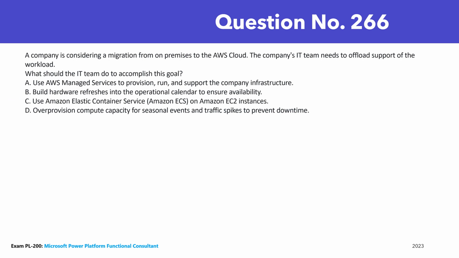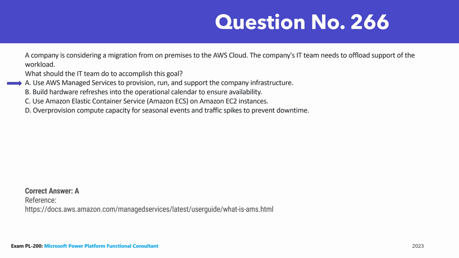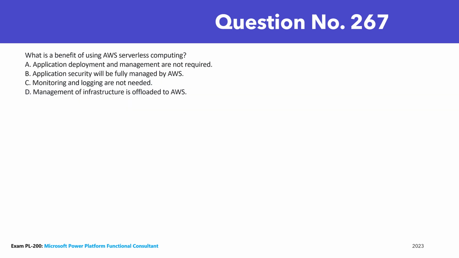A company is considering a migration from on-premises to the AWS Cloud. The company's IT team needs to offload support of the workload. What should the IT team do to accomplish this goal? A. Use AWS managed services to provision, run, and support the company infrastructure. B. Build hardware refreshes into the operational calendar to ensure availability. C. Use Amazon Elastic Container Service, Amazon ECS, on Amazon EC2 instances. D. Over-provision compute capacity for seasonal events and traffic spikes to prevent downtime. Correct answer, A.